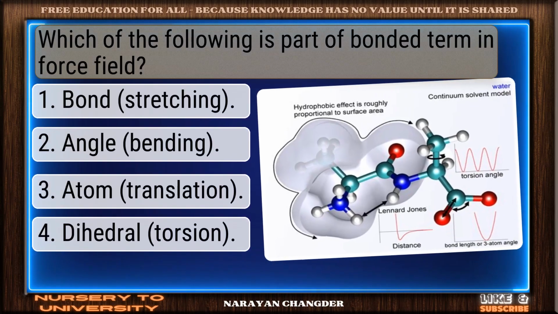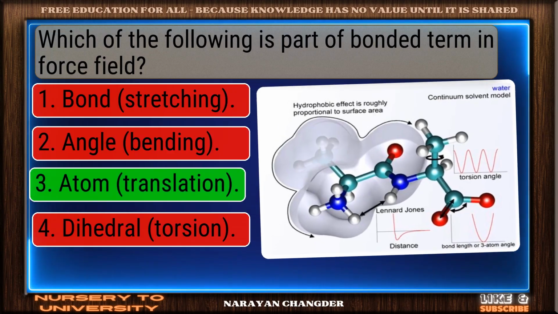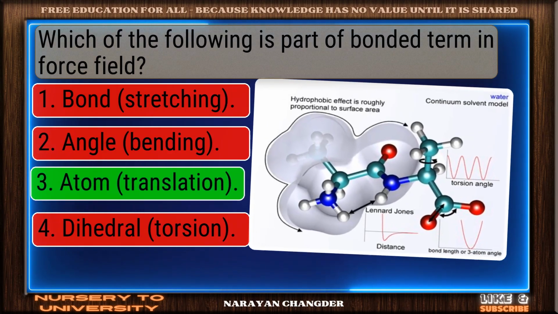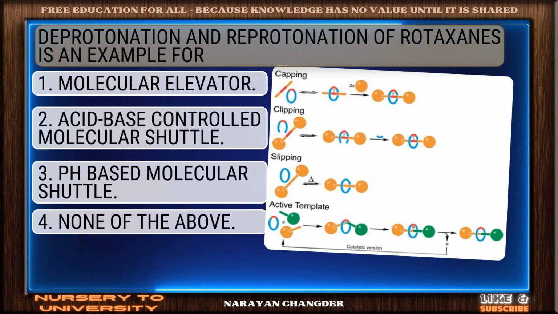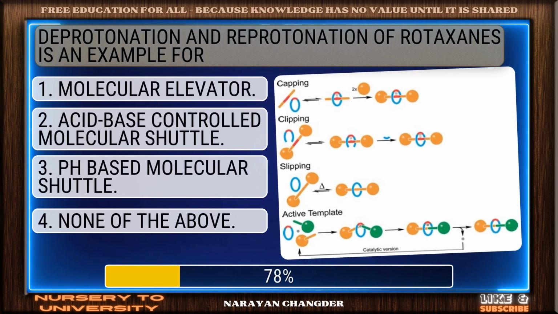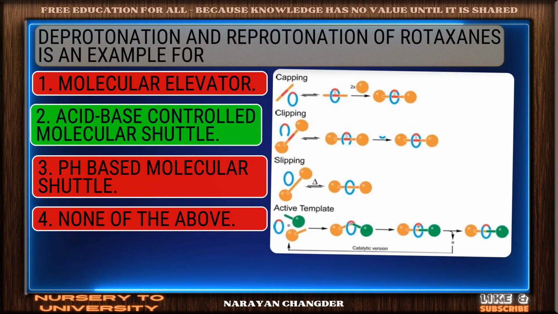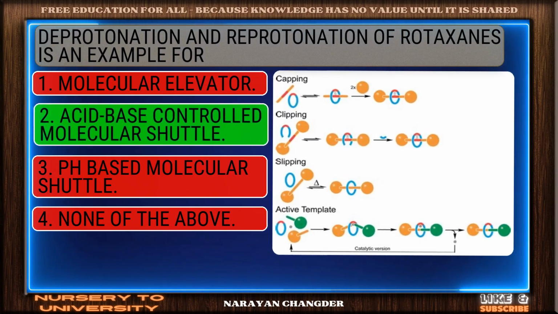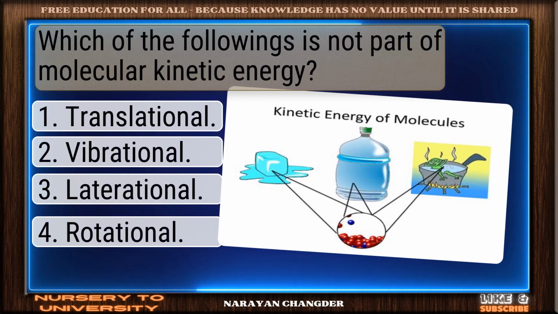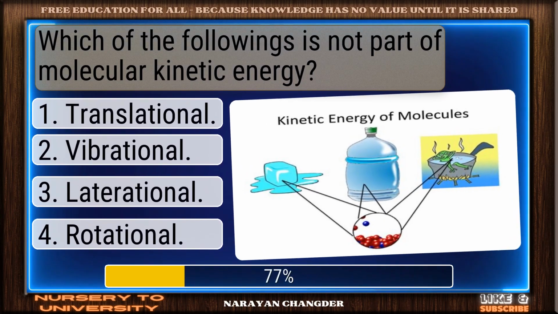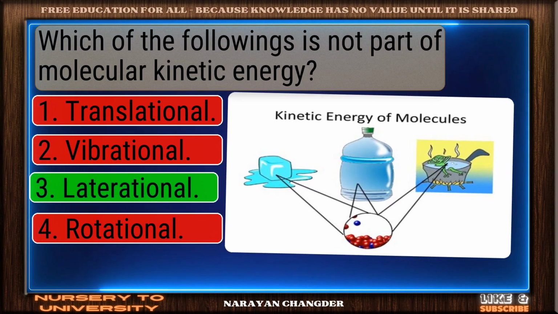Which of the following is part of bonded terms in a force field? Sharp thinking. Atom is the right choice. Deprotonation and reprotonation of rotaxanes is an example for... You're right. Acid-base controlled molecular shuttle is the correct answer. Which of the following is not part of molecular kinetic energy? You got it. Your choice, vibrational, is right.